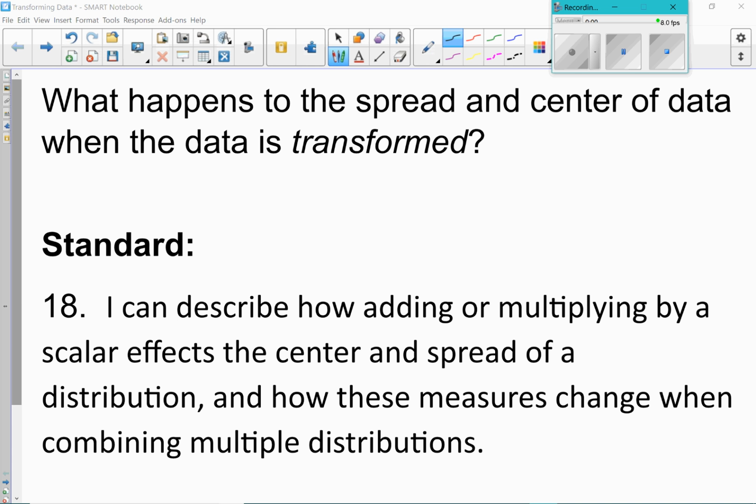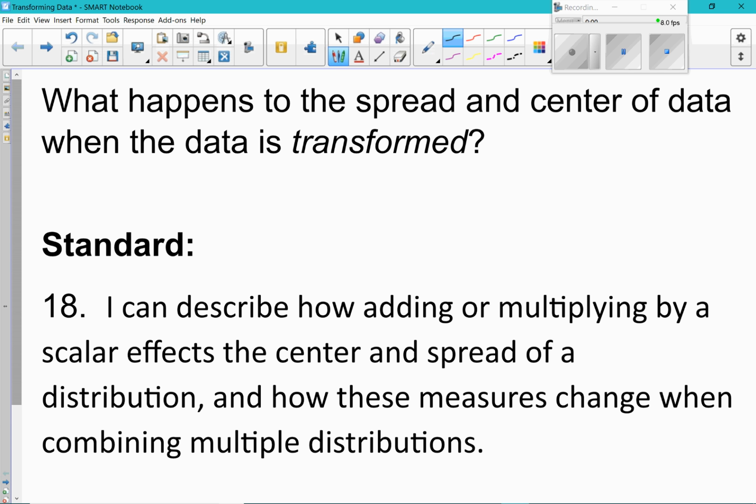Okay, so for this video, it's about transforming data. Essentially that means what happens if I multiply all the values in a data set by a number, or if I add a number to all the values in the data set. That's called transforming a distribution or transforming a data set.